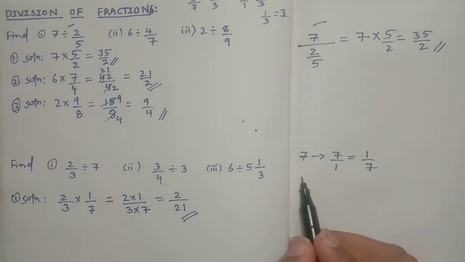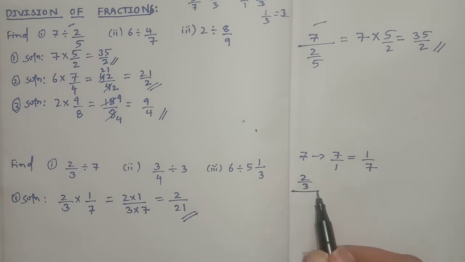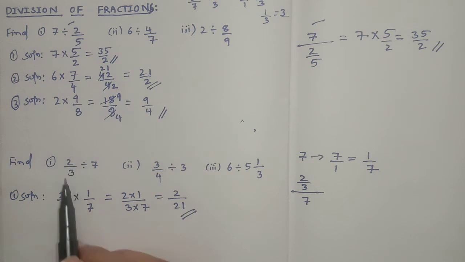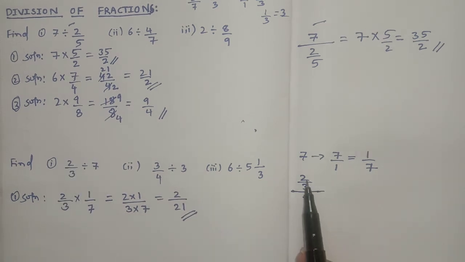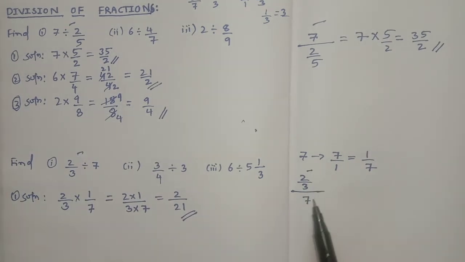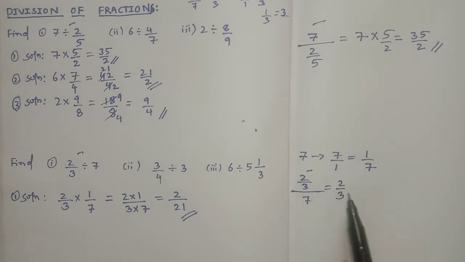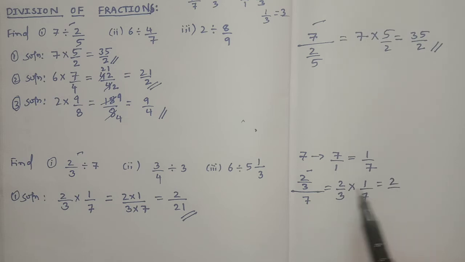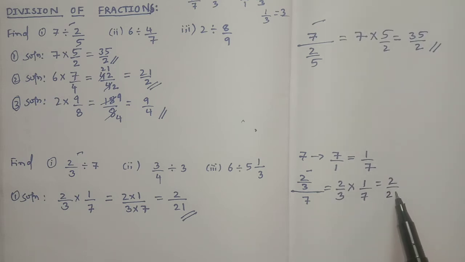This one and this one, 2 by 3 whole divided by 7. These two have the same meaning: 2 by 3 divided by 7. These two are the same, student. Keep in mind, if it is like this, then also the solution will be the same. 2 by 3 as it is. 7 we have to take with 2 by 3, so the reciprocal of 7 is 1 by 7. Answer will be the same. 2 1s are 2, 3 7s are 21.